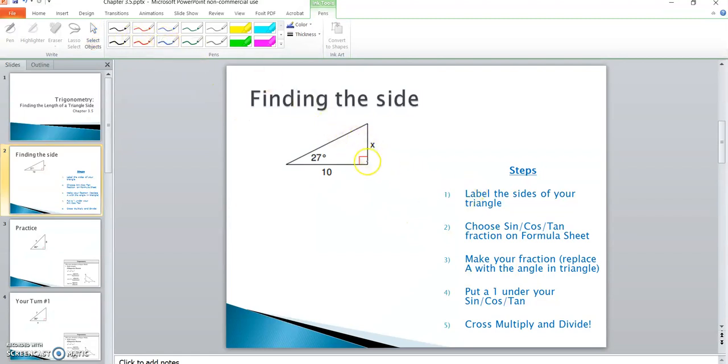So step 1, we're going to label the sides of our triangle. Here is the hypotenuse. Now you'll notice that there's no angle symbol in this one, but there is a number and a degree. So this is the angle right here. If it helps, you can write a little angle sign right there. So that means that this will be the adjacent and this will be the opposite.